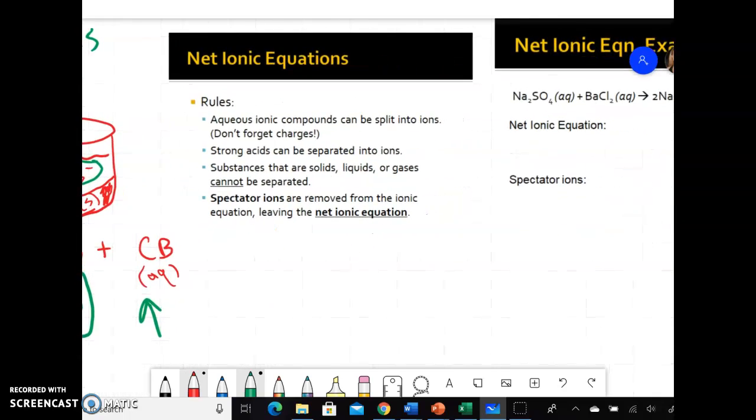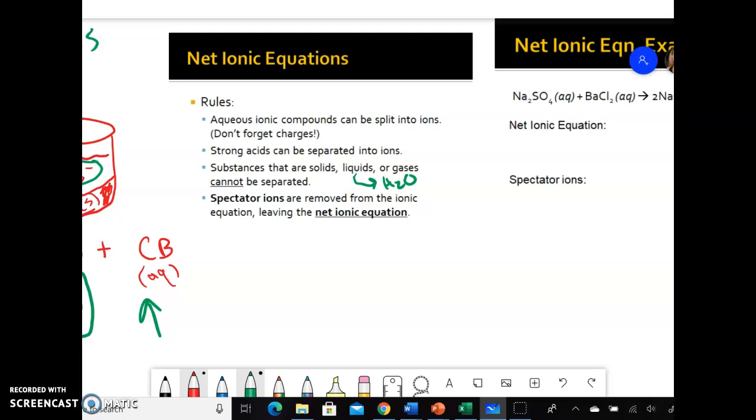There are a few rules. Anything that's aq can be split into its ions. Don't forget that when you break it apart, you have to put the charges on it. Strong acids, we haven't really talked about yet, but we will eventually. Strong acids can be broken into ions, but if it's a solid, liquid, or gas, then it can't be separated. And the only liquid that you'll ever see for this is going to be H2O. And the main thing you'll focus on are the solids that you figure out from the solubility rules.